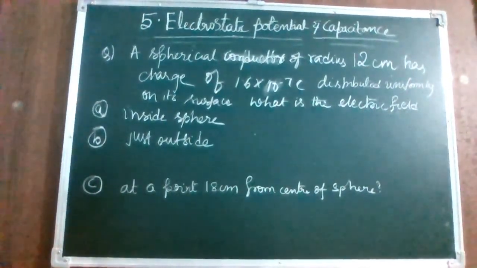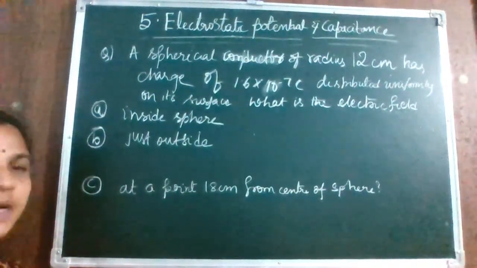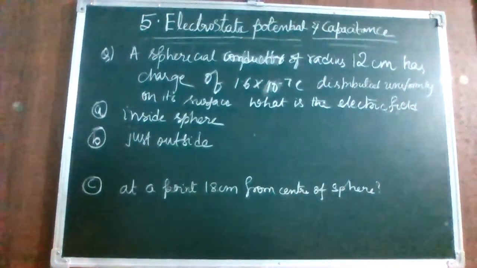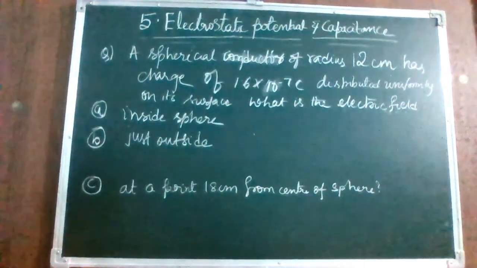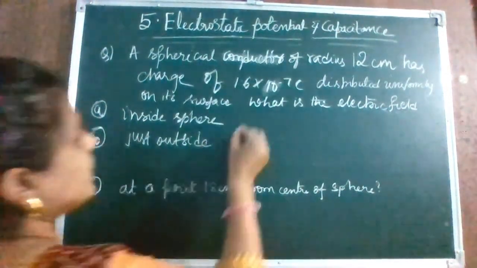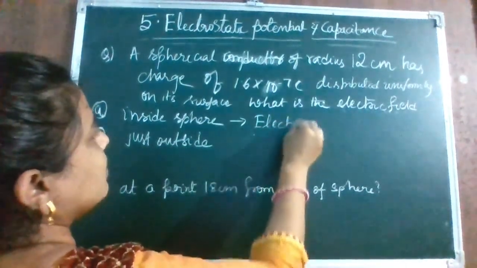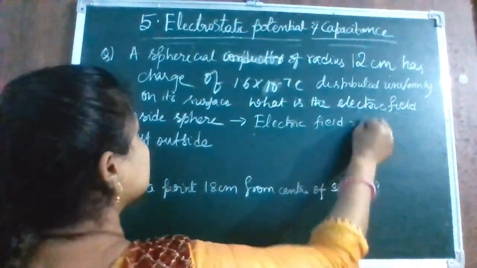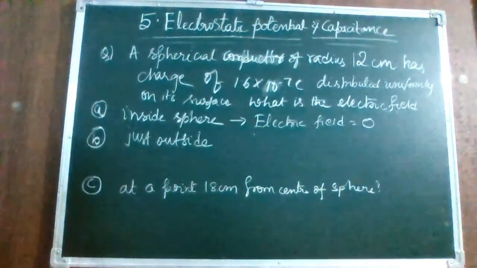The first question is inside the sphere. Inside the sphere means inside a conductor. What about the electric field? Inside the conductor, the electric field is zero. So the electric field intensity is equal to zero inside the sphere.